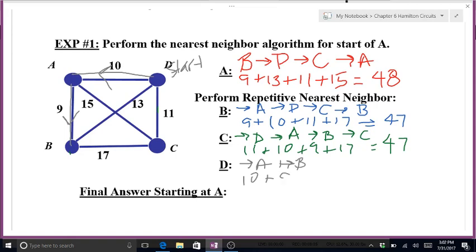B with a weight of 9. My next nearest neighbor, well, I have to go to C. Gotta stop at every stop. So we're heading to C with a weight of 17. And finally back home to D with a weight of 11.